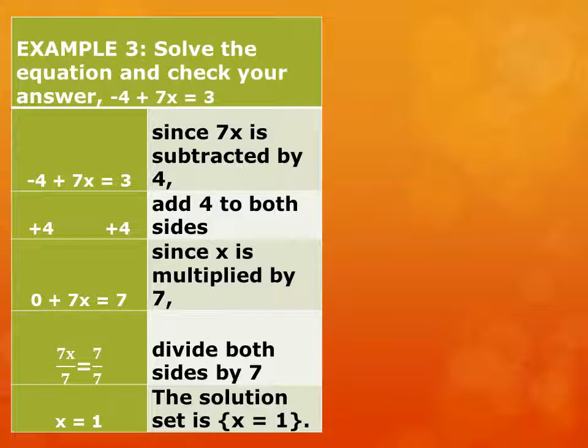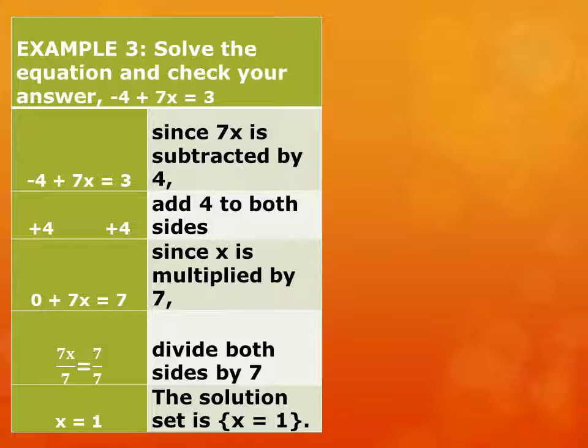Since x is multiplied by 7, we can divide both sides by 7. So it becomes 7x divided by 7 is equal to 7 divided by 7. Then we are going to simplify again. 7x divided by 7, that is x. Then it's equal to 7 divided by 7, that is 1. So the solution is 1.